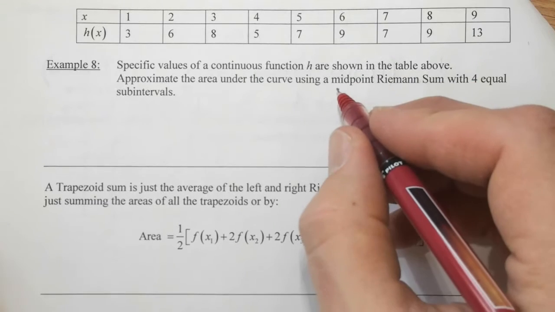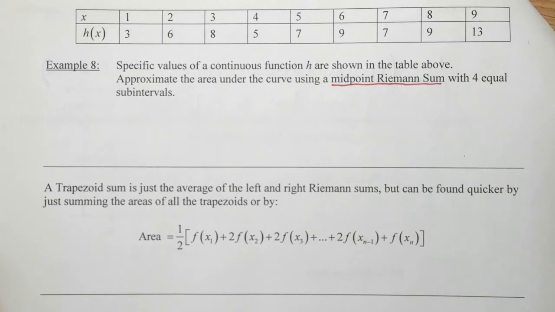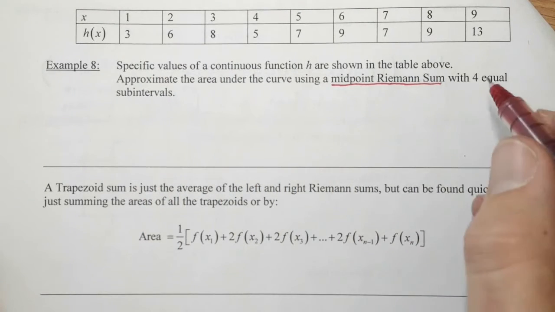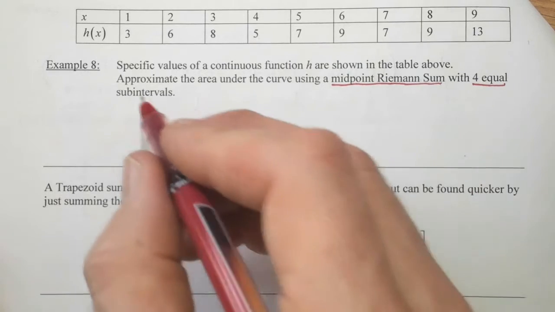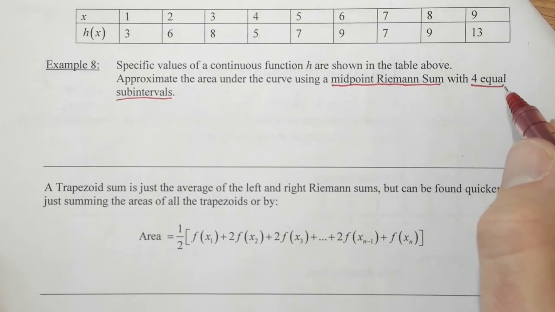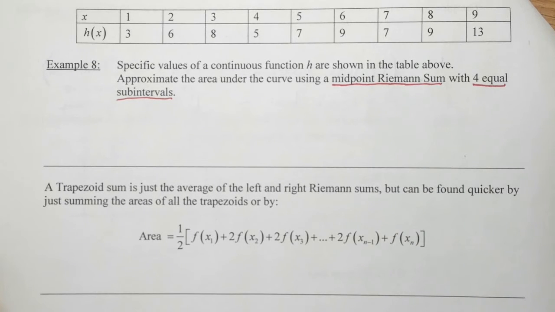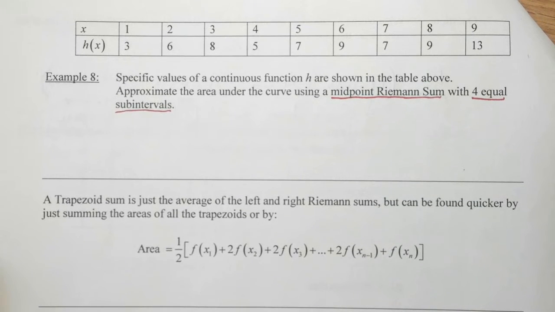When tasked with approximating the area under the curve with a midpoint Riemann sum, we usually find ourselves given more data values. And often is the case, in fact almost always, we're going to be charged with 4 equal subintervals. Not always the 4, but the equal. The subintervals are going to be of equal length. This makes it easier for us to identify where the midpoint of each of the subintervals is going to be.